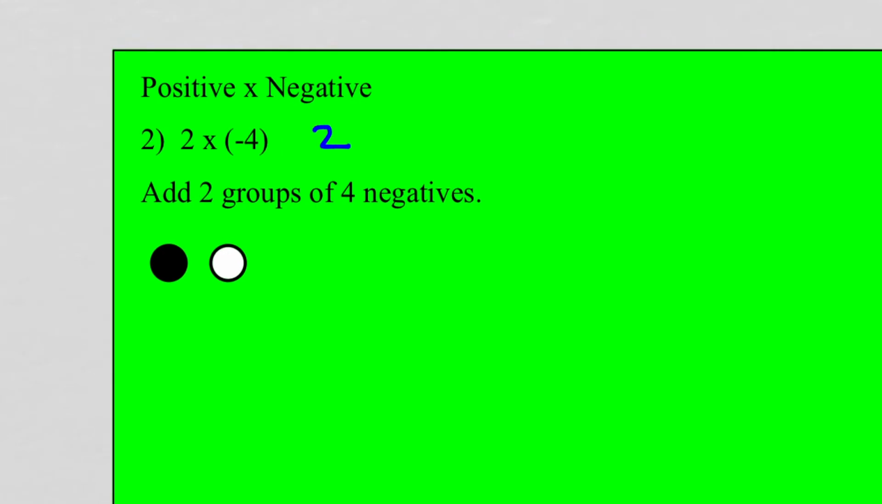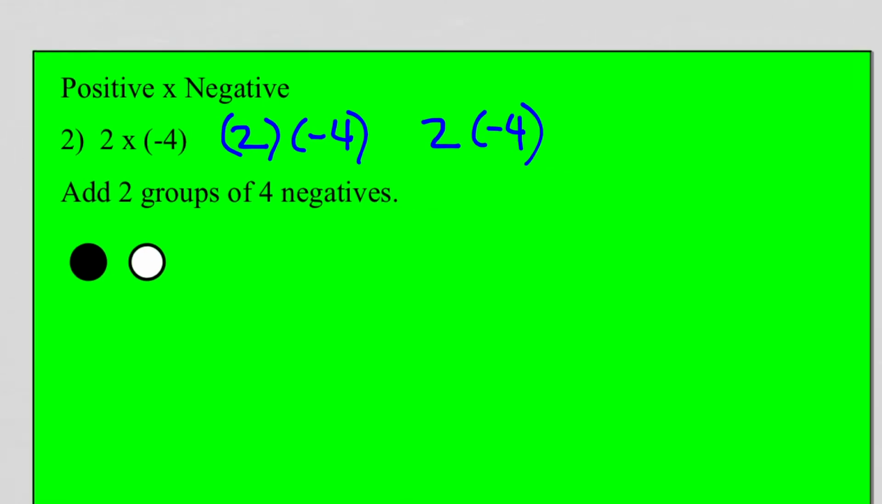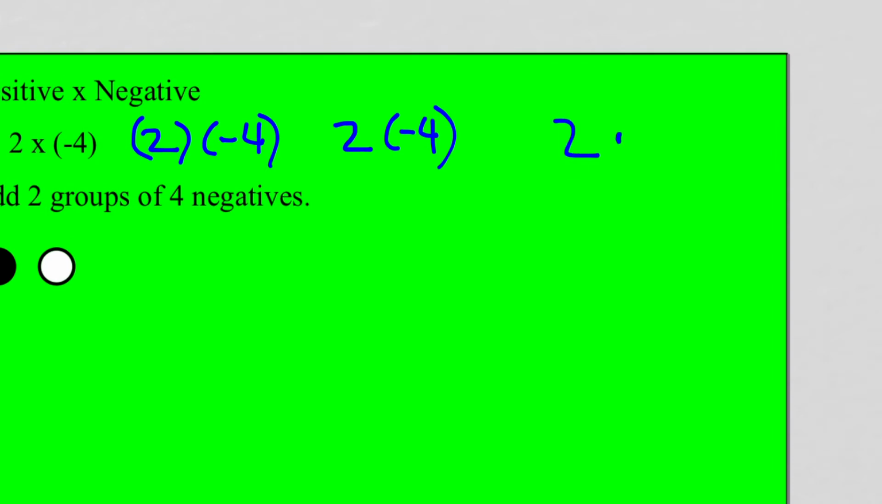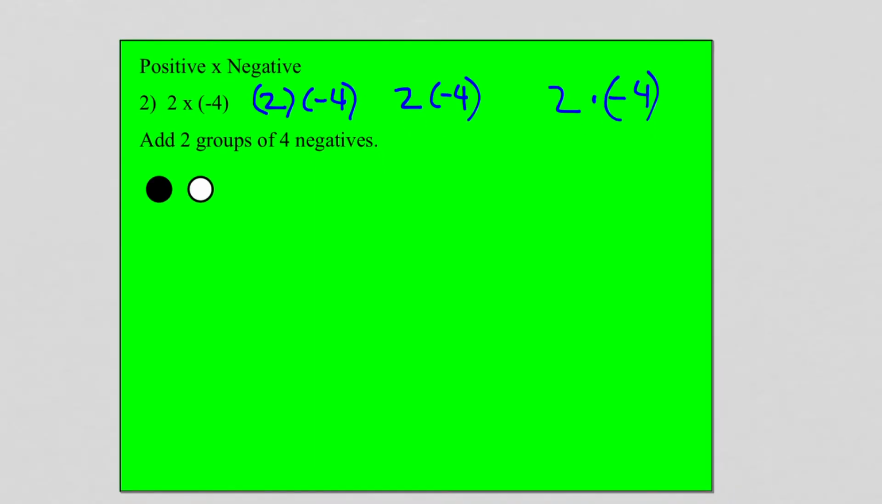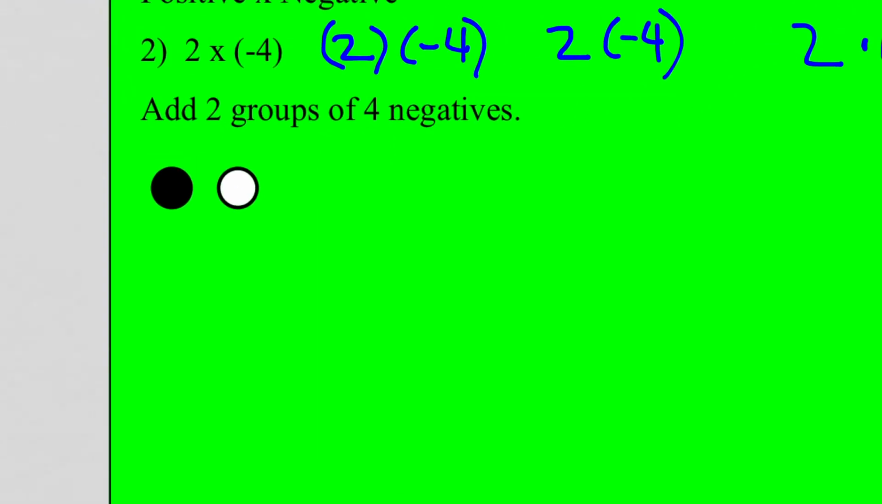Now, remember how you can write this. You could write it like this. Or you might write it like this. Okay, so many different ways to write it. Now, it means add 2 groups of 4 negatives. Shaded are positive, unshaded negative. So how will I do that? Well, add 2 groups of 4 negatives.